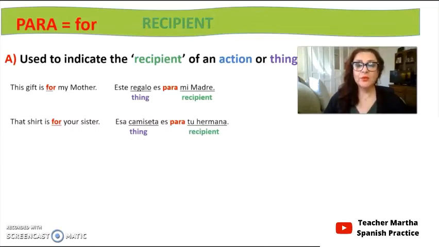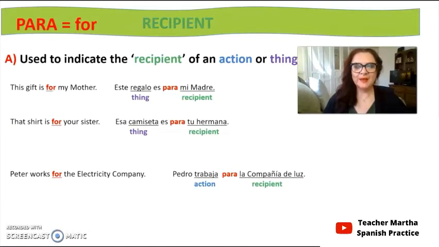That shirt is for your sister. Esa camiseta, which is the thing, es para tu hermana. Hermana is the recipient of the shirt. Esa camiseta es para tu hermana. Peter works for the electricity company. Pedro trabaja, which is the action, para la compañía de luz, the recipient. Pedro trabaja para la compañía de luz.